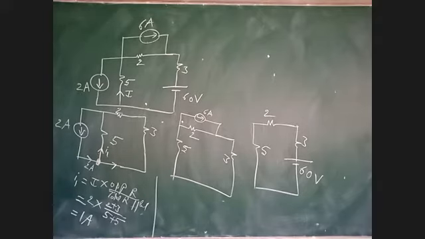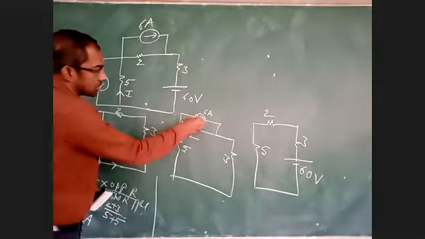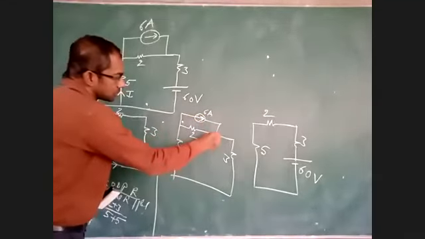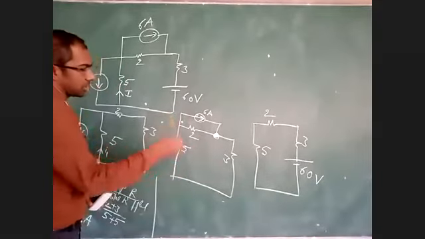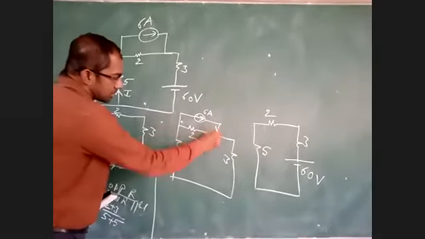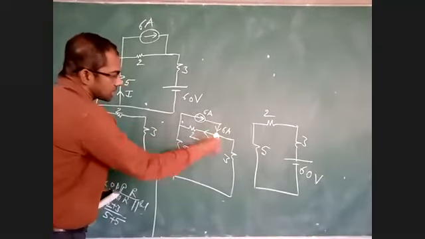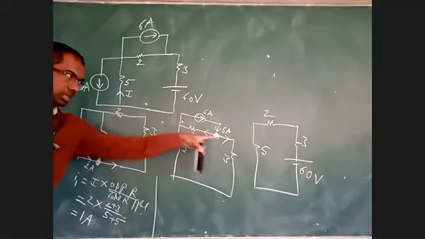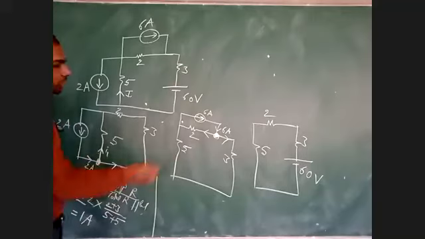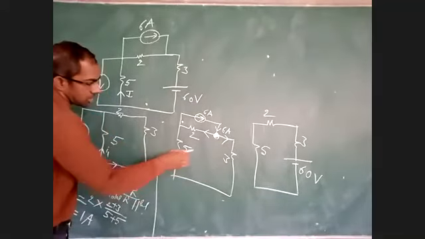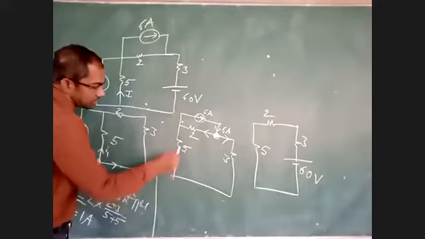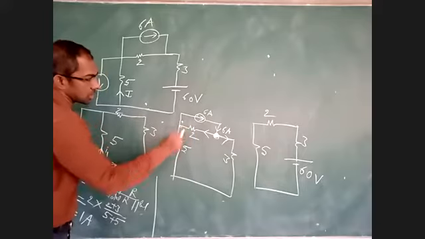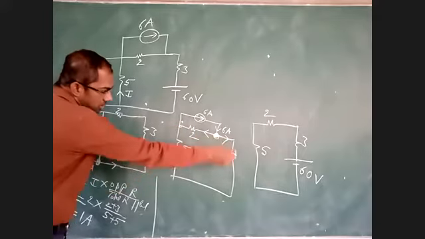Now see here, in the second circuit, this current is flowing like this. I want the current in 5 ohms. Now this 6 ampere current is coming here and dividing in these two branches. I want the current in 5 ohms. See, this 3 and 5 are in series. This is another branch, in between this node and this node.